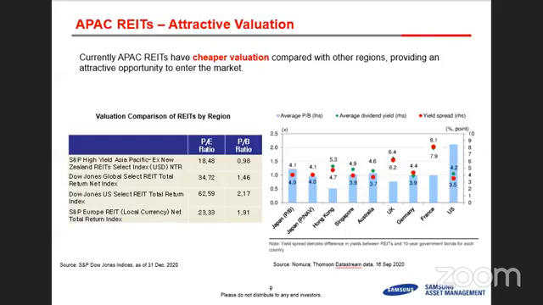And if we look at the bar charts on the right-hand side, it provides further insights into different parameters. If we look at the green dots, which represent the average dividend yield, we see that Asian countries have higher or at least similar dividend yield to their US and European counterparts. But in terms of PB ratio, Asian REITs are much lower than the US REITs and are close to their European counterparts.